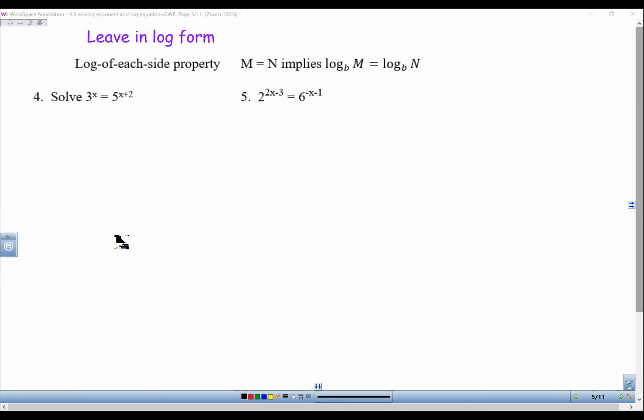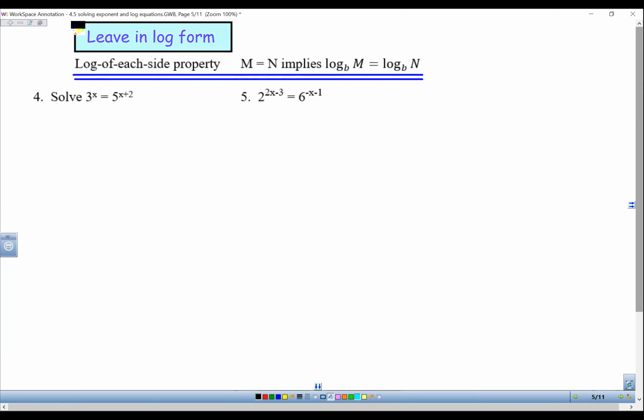Okay, so we had this property back in the last section. I said we'll use this later. So it's later. So here we go. If two things are equal, if m is equal to n, then the log of m and the log of n would still be equal. So basically, if two things are equal, we can take the log of both sides. And notice here it tells you leave this in log form. So for all of these, your answer will be in log form. Okay, so 3 and 5 have no common base, so we can't rewrite either one. So we're going to take the log of both sides.